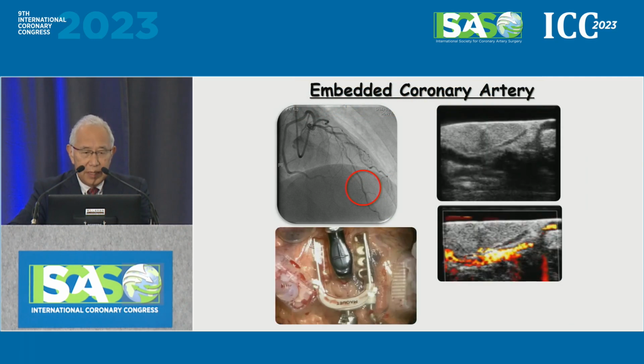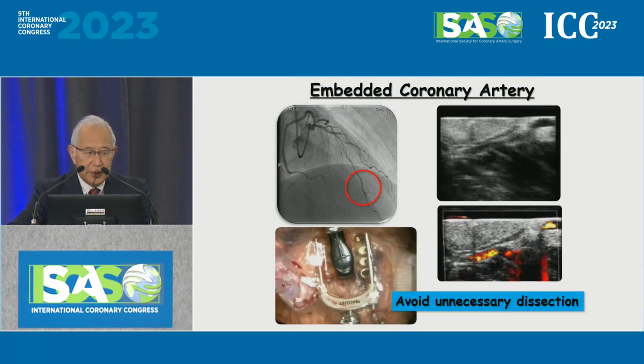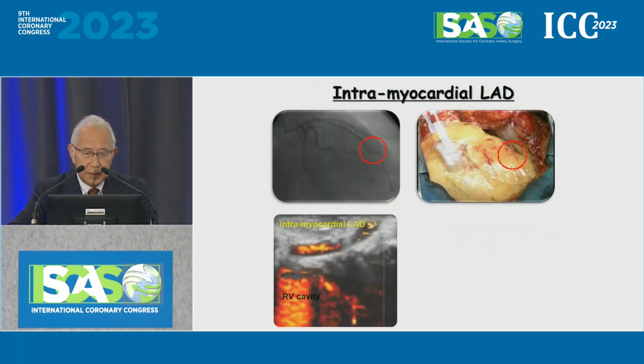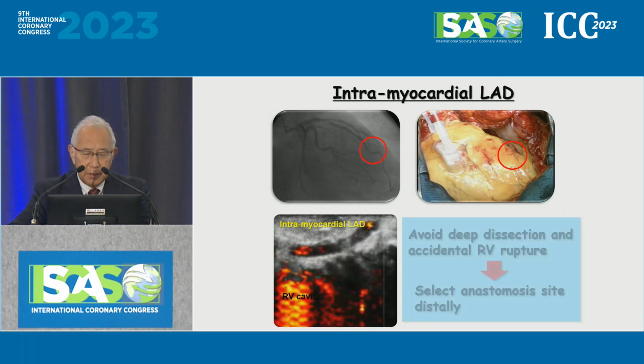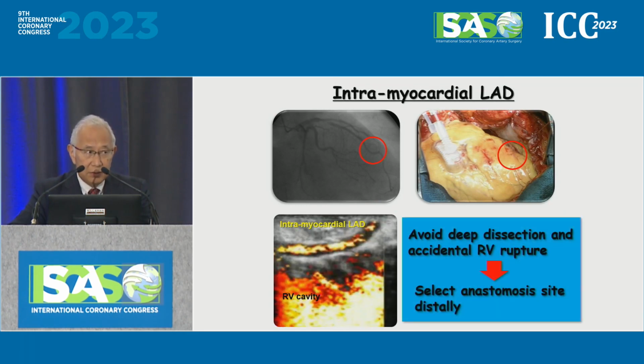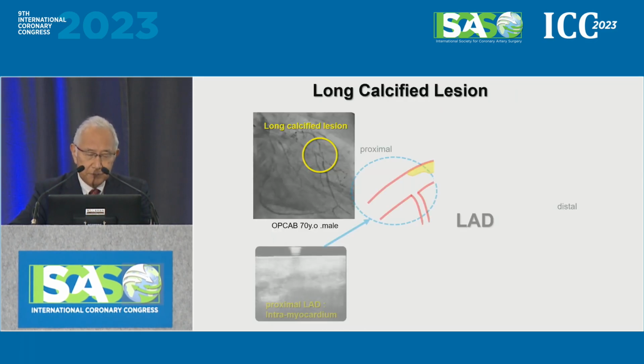And this is an embedded coronary artery. You can avoid unnecessary dissection of the coronary artery. This is an intramyocardial LAD. You can avoid deep dissection and accidental right ventricular rupture, so select the anastomosis site distally.